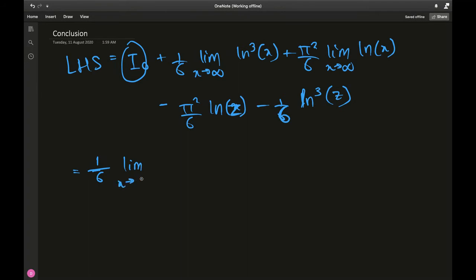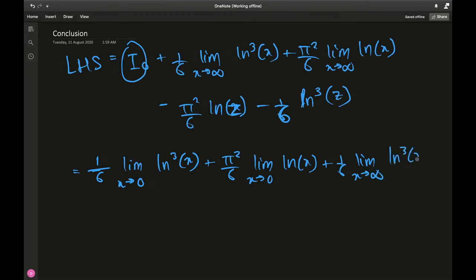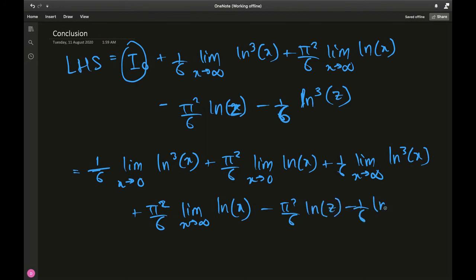1/6 is limit as x goes to 0 of, well, natural log cubed of x plus pi squared over 6 limit as x goes to 0 of natural log of x, and then all these other terms of 1/6 limit as x goes to infinity of natural log cubed of x plus pi squared over 6 limit as x goes to infinity of natural log of x minus pi squared over 6 natural log of z minus 1/6 natural log cubed of z.